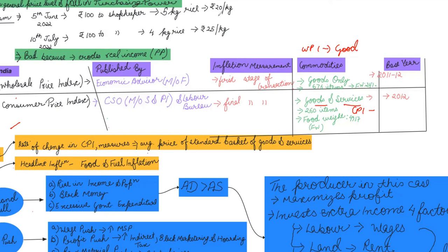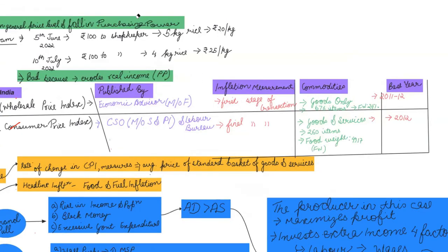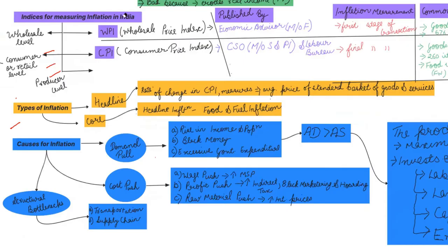Next thing is your base year. As I told you in the previous example of Sham, a base year was taken into account, that of 5th June 2022 and 10th July 2022. So what you can derive from this is that for calculating WPI, the base year is 2011-12, and for calculating CPI, the base year is 2012. So inflation is calculated against a base year, and I have shown you their base years. Now we come down to types of inflation.